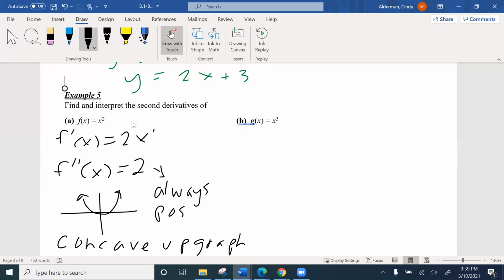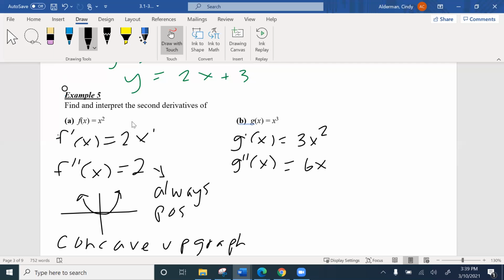And then here's another, b is x cubed. You guys should be familiar with what that looks like. So let's see, the derivative of that using the power rule would just be 3x squared. And the second derivative is going to just be 6x.